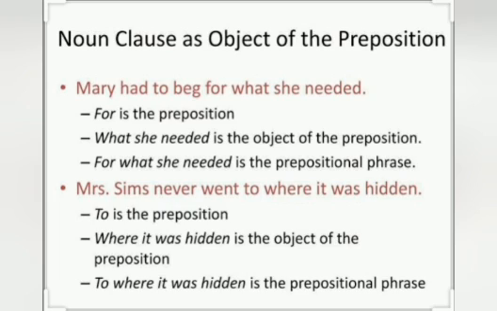Since this object is appearing just after the preposition, whether it is the first example or the second, you see in both sentences the object, "what she needed" or "where it was hidden", is appearing after the preposition, that is "for" and "to". Therefore, you can say that your noun clause is acting as object of the preposition.